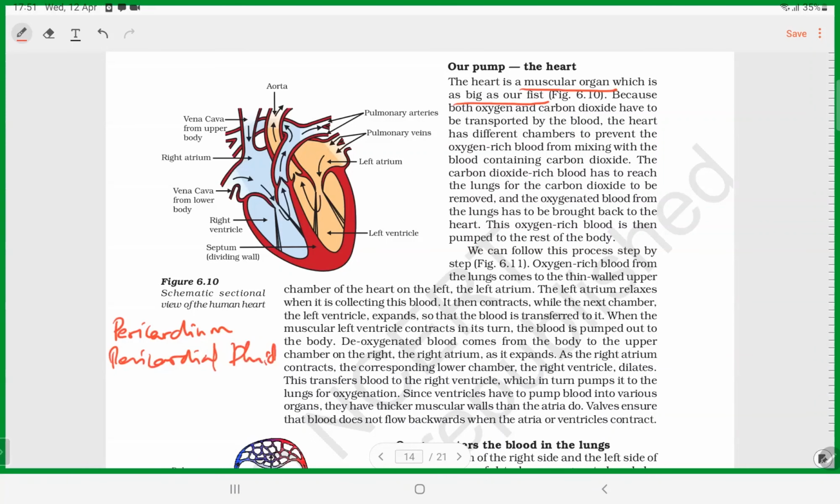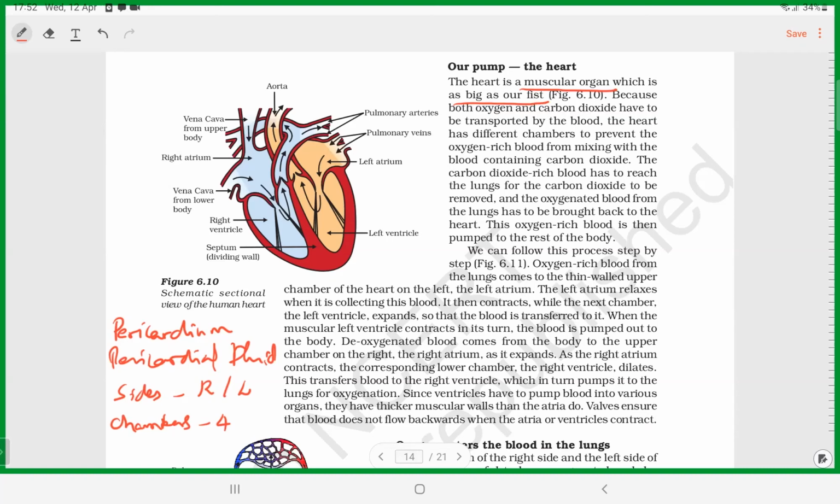Fine. Now, how many sides does the heart have? Two sides, left side and right side. Correct? How many chambers does the heart have? Four. How is a single heart separated into two sides and four chambers?